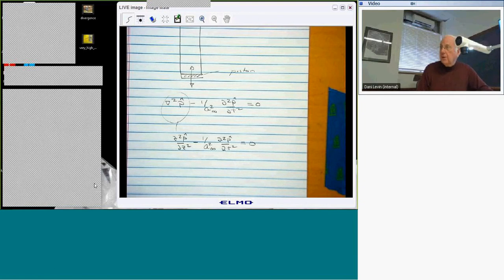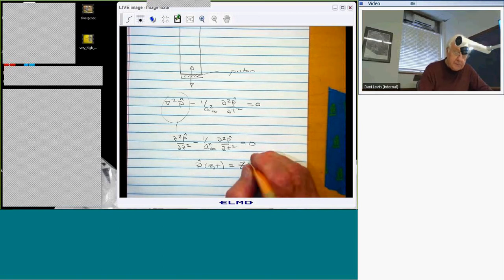Well, why not? I mean, there are lots of ways. Let's use separation of variables. So this is a function of Z and T. So I'll assume that this is some function capital Z of Z, notice the wonderful notation here, times capital T of T.